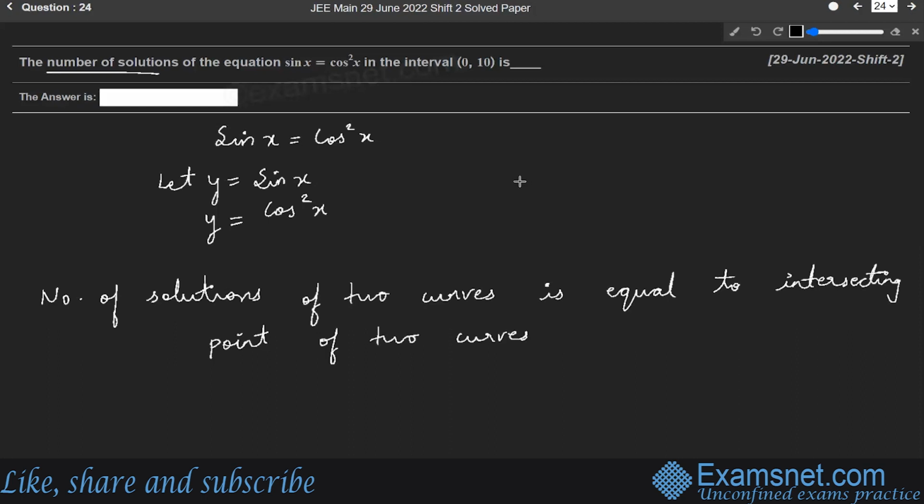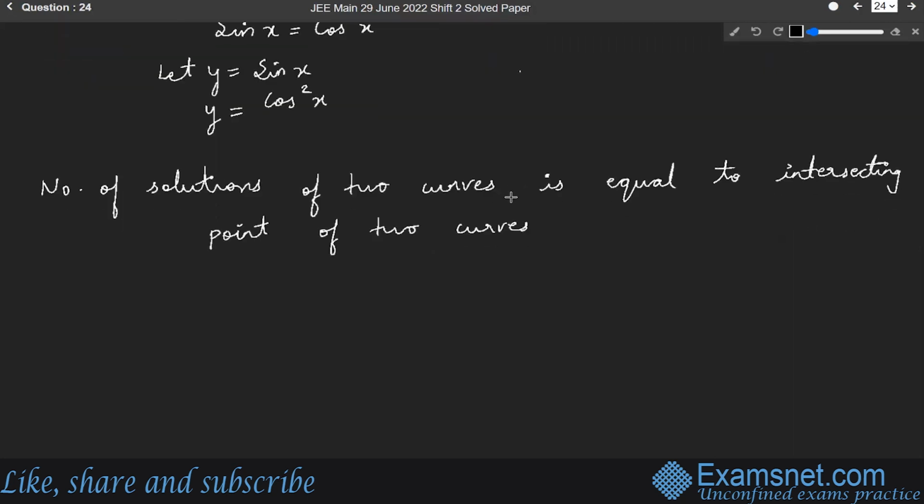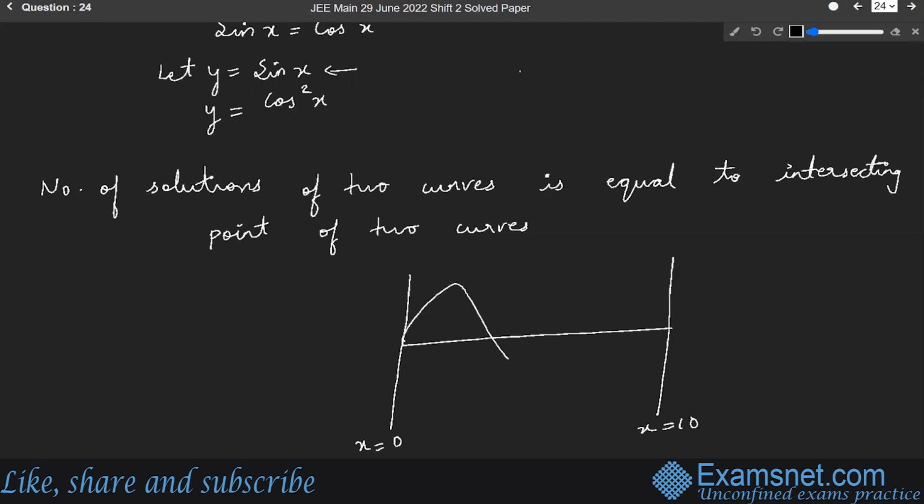Now let us make the graph. We have to consider the interval 0 to 10. So let us make a graph. Let us consider this as the coordinate axis. We have to take the values from 0 to 10. So let this be x is equal to 0 and let this be x is equal to 10. Firstly, let us make the curve for y is equal to sin x. We all know that the curve for sin x will be in this form.